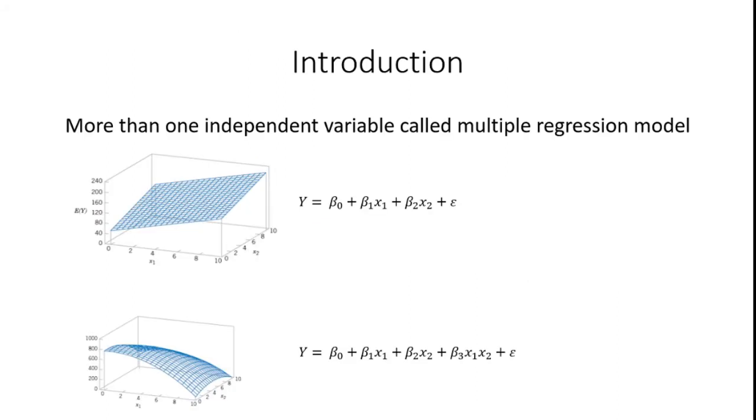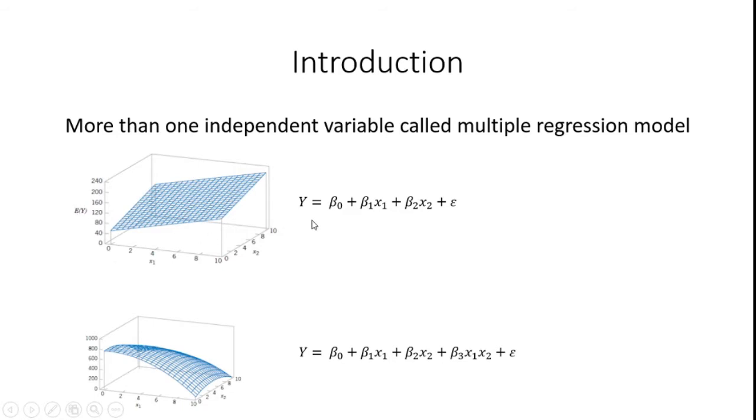Introduction. More than one independent variable is called a multiple regression model. Here you see the model available. Here also there are two types available. The first diagram represents the multiple linear model. Here the x1 variable is available, and similarly the x2 variable. Both variables act on the considered response E of y.